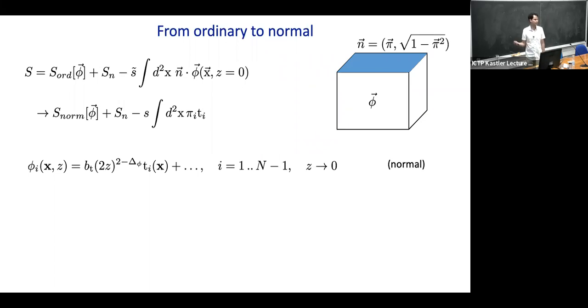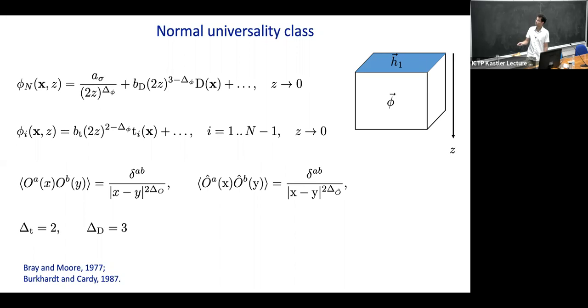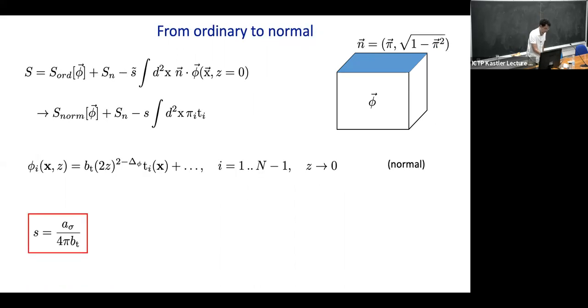Now you might say there is something very strange here. You start with an O(n) invariant action, and then you work around a fixed point where n breaks the O(n) symmetry to O(n) minus one. So you don't have explicit O(n) symmetry anymore. You only have explicit O(n) minus one symmetry. So how to restore the O(n) symmetry? Where is the O(n) symmetry hiding? It turns out that the O(n) symmetry actually fixes the value of this parameter s, to be expressed in terms of the universal constants appearing in the OPE. So s is not a free parameter, but is rather fixed like this.